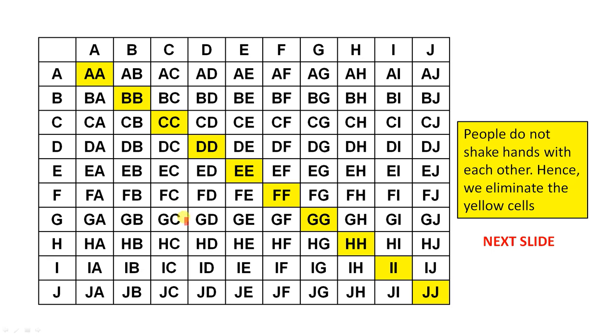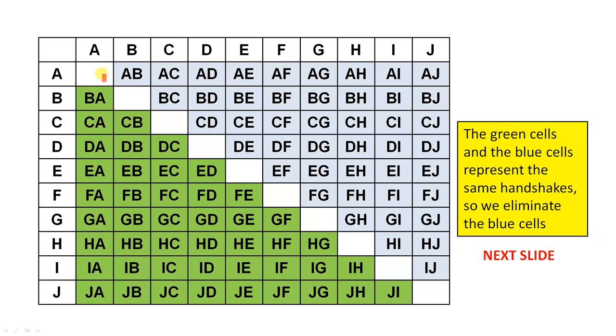Now, let's see what happens. You notice in this diagonal we have AA, BB, CC, DD. See all that there? Technically they represent handshakes, but let's have a look at this. People do not shake hands with themselves. Hence, we eliminate the yellow cells. So that diagonal there disappears. So let's go to the next slide and see how it looks. Okay, so see how that has disappeared? Because you don't shake hands with yourself.